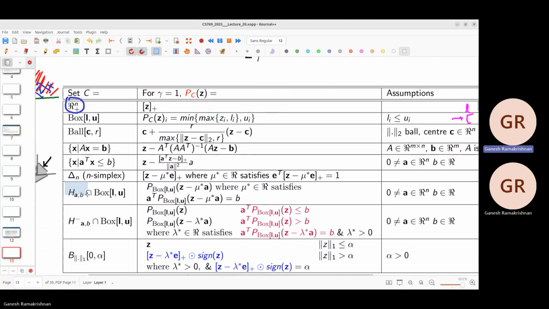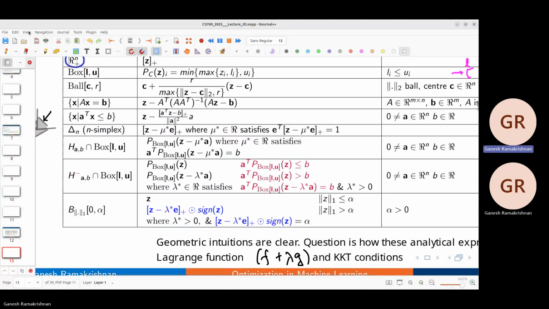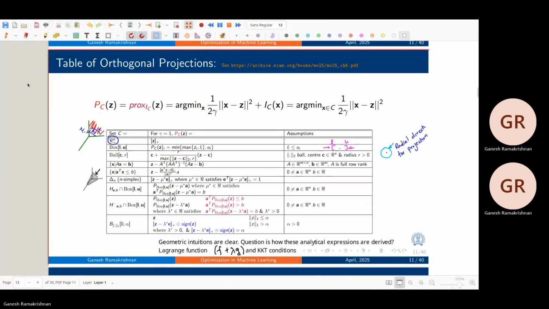Sometimes you can look at half spaces, intersections. So H A B intersection box. So what if constraints are intersections? Again, it's kind of projection composed with projection. So I'm not going to go over all of these. I think you can understand it yourself, right?